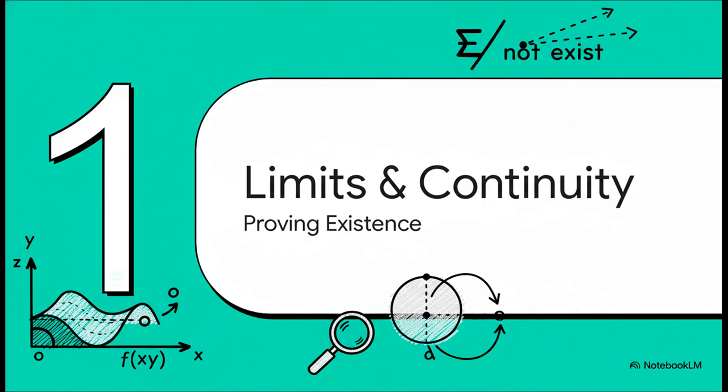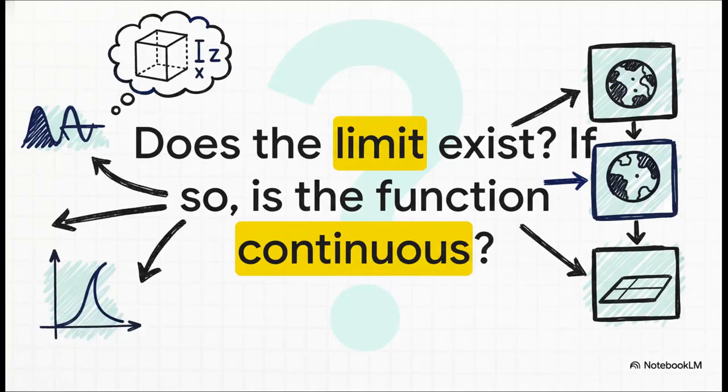First up, limits and continuity. You know, this is classic question 1 territory on any calculus exam. The whole game here is knowing when to prove a limit exists, and maybe more importantly, how to prove that it doesn't. So this is the question they're going to ask you, right? Does the limit exist? Your job is to have a clear plan. So how do you decide what to do?